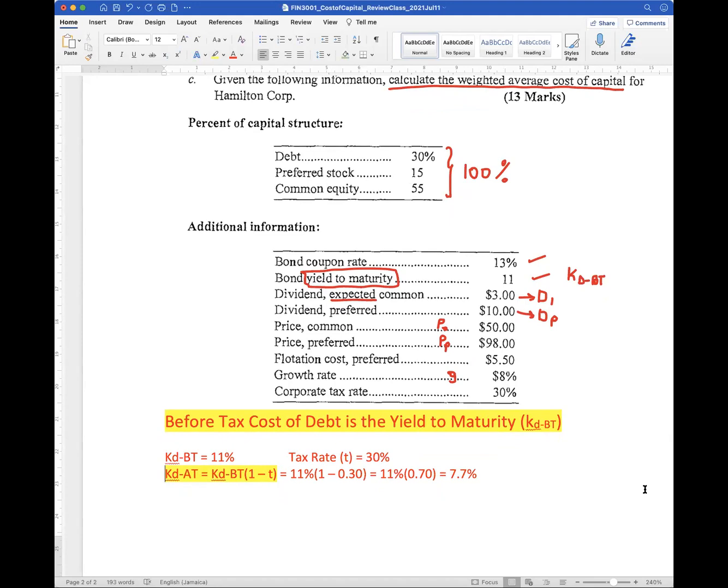Right, so the previous question had given us the after-tax cost of debt. This one just gave us the before-tax, so we just multiply by 1 minus the tax rate to get the after-tax. So this is the after-tax rate for debt. Yeah, 7.7%. And what we need for the WACC formula is the after-tax cost of debt.